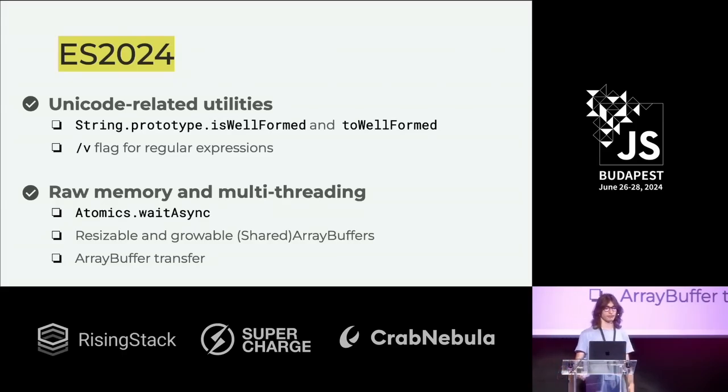We have resizable array buffers and growable shared array buffers. So if you're working with a raw chunk of memory, you're maybe trying to encode some data into it, you figure out, oh, this is not enough. You can now resize them. And you can now transfer array buffers across threads.